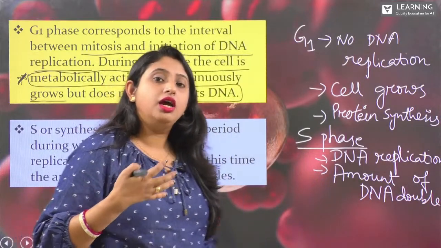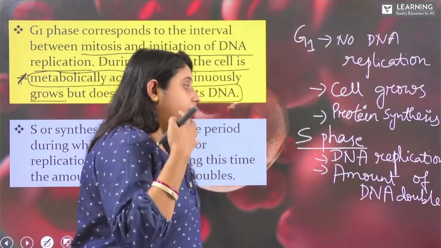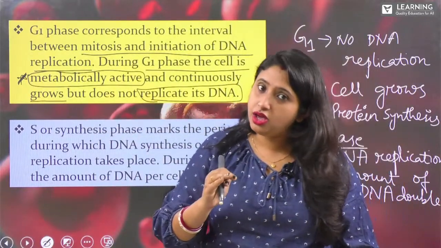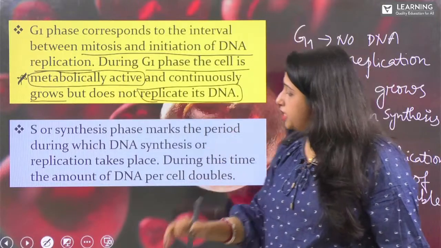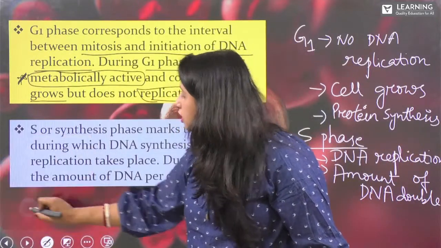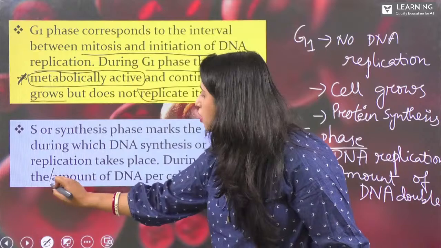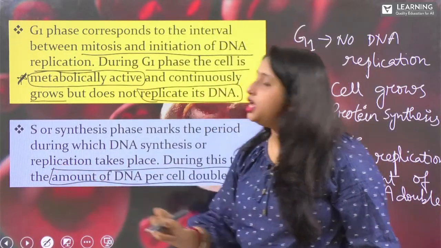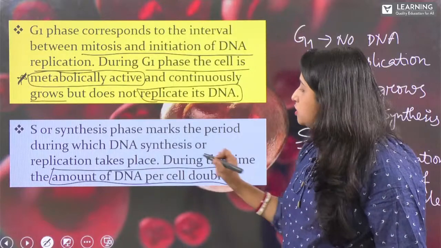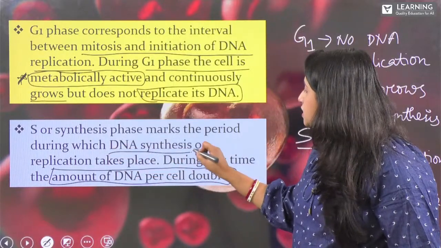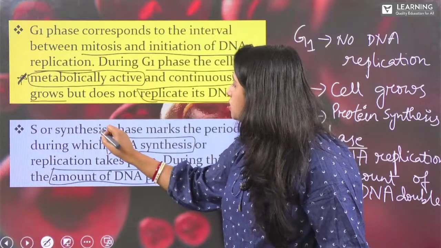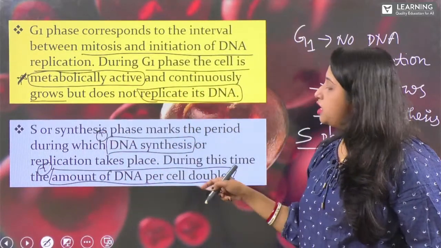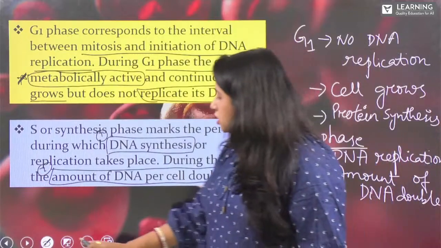The amount of DNA doubles, but the chromosome number is the same. So here we can see that the amount of DNA per cell doubles. The DNA synthesis takes place. So these are the two points: one is DNA synthesis, another is that the amount of DNA doubles.